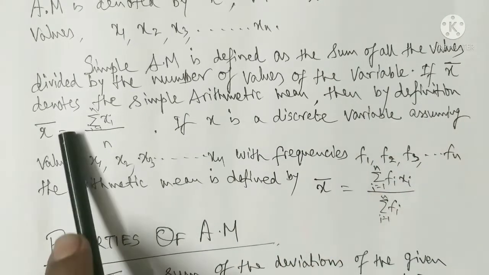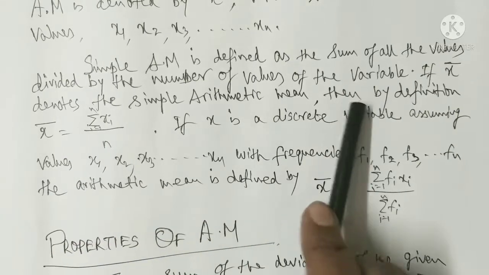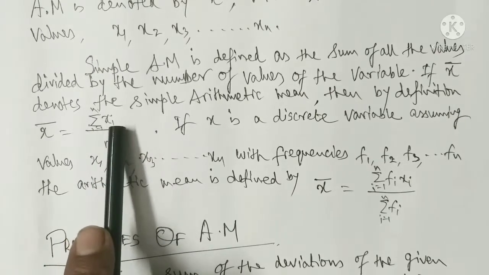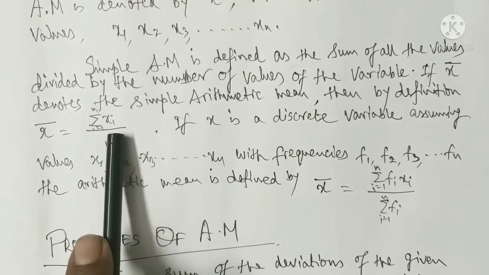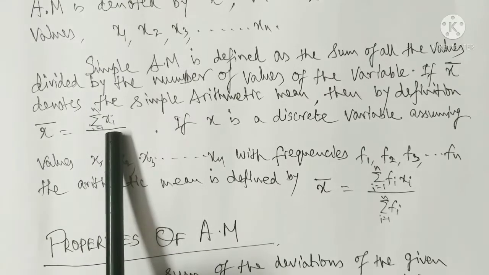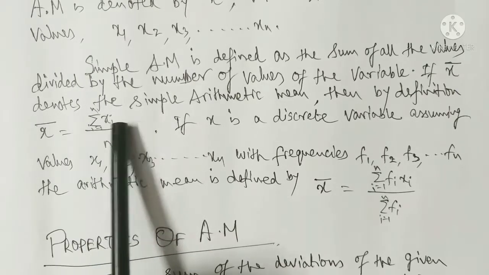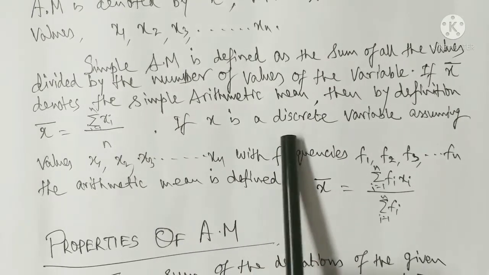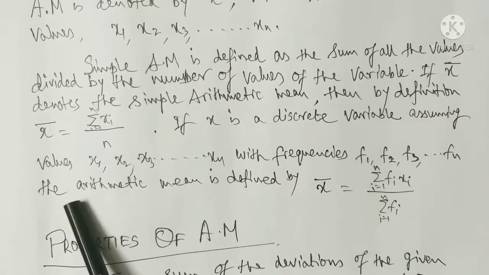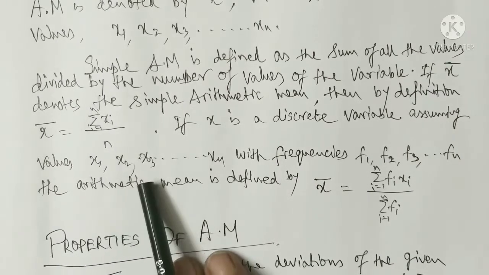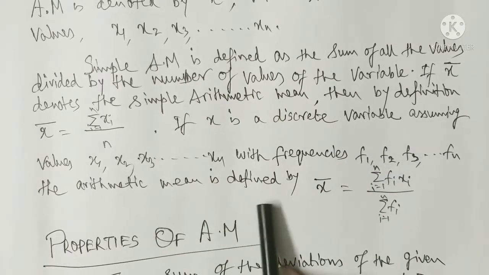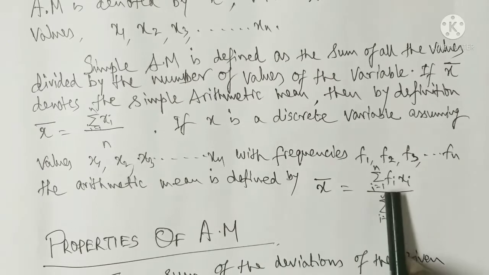If x bar denotes the simple arithmetic mean, then by definition x bar equals summation xi by n. In the last video we discussed the meaning of summation. Summation xi means the total of all the x values. If x is a discrete random variable, assuming values x1, x2, x3 up to xn with frequencies f1, f2, f3 up to fn, the arithmetic mean is defined by x bar equals summation fi xi by summation fi.